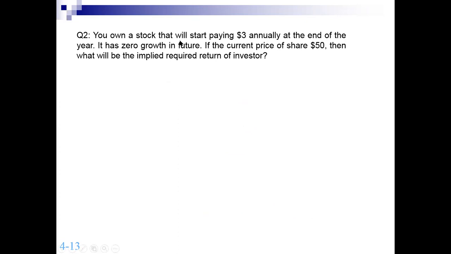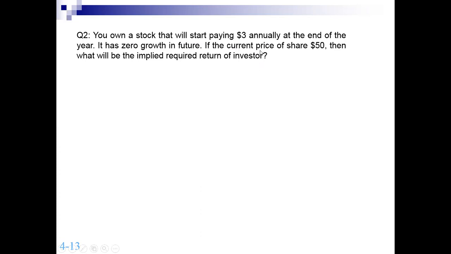You own a stock that will start paying $3 annually at the end of the year. So now the question is, what symbol should we use over here? Should it be taken as D naught, D1, or D2? What term should be used? It has zero future growth. If the current price is 50, the current price is given in the question, then what will be the implied required rate of return to the investor?